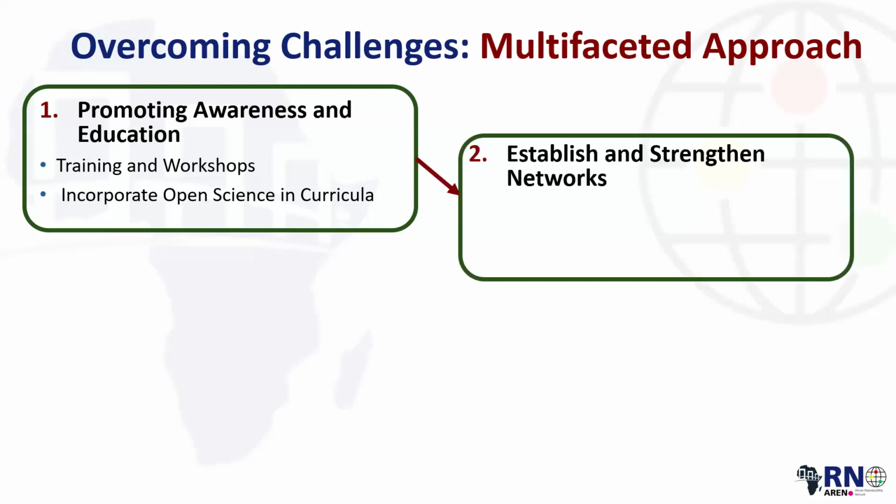The second one is to establish and strengthen networks like AREN, like other communities. This is very important because it helps in sharing resources and ideas. When you have local open science groups, when you have regional consortia, they help strengthen advocacy efforts. They help engage in discussions with other stakeholders and so on. So these consortia are very, very important.